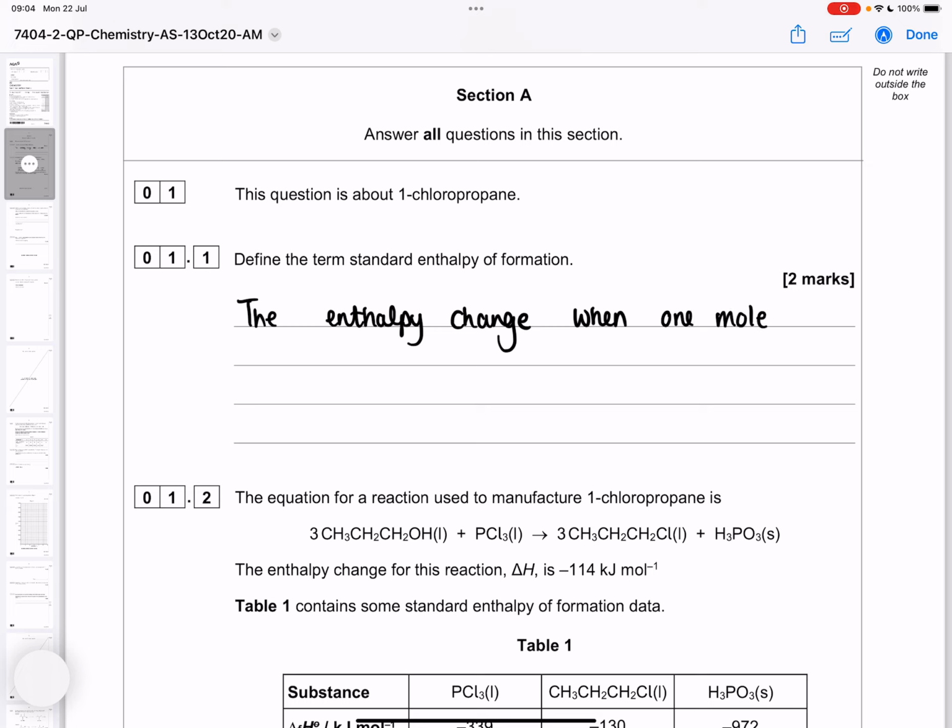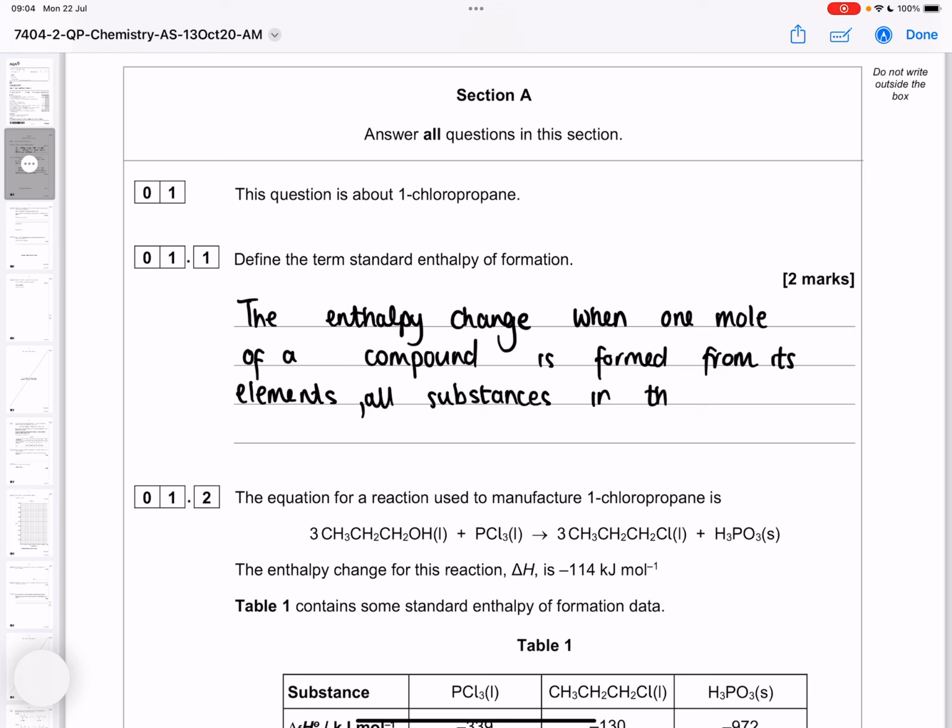So the enthalpy change when 1 mole. Now we're doing formation here, so of a compound or a substance is formed from its elements, all substances in their standard states.